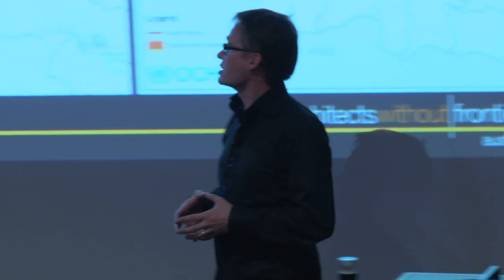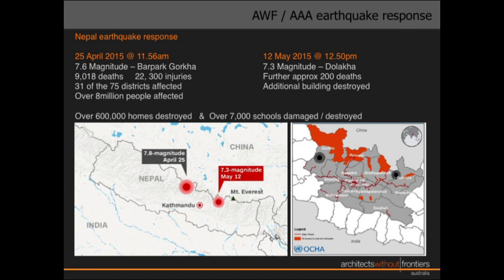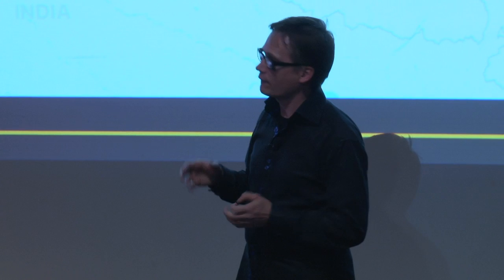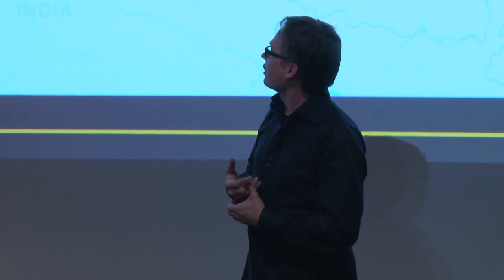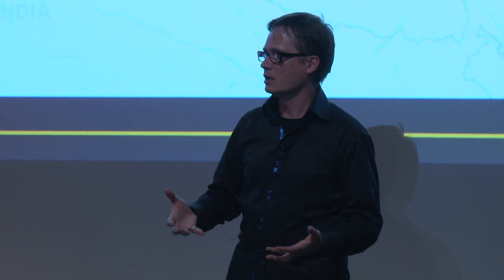Okay, on to our response to the earthquake. There were 2 earthquakes recently in Nepal. On the 25th of April, the first major earthquake struck in the Gorkha region, the epicentre being just above Barpak, in the Barpak area. So as I mentioned, there are over 8 million people affected by that earthquake, and over 600,000 homes destroyed or damaged, forcing people to flee and seek alternative temporary shelter solutions.